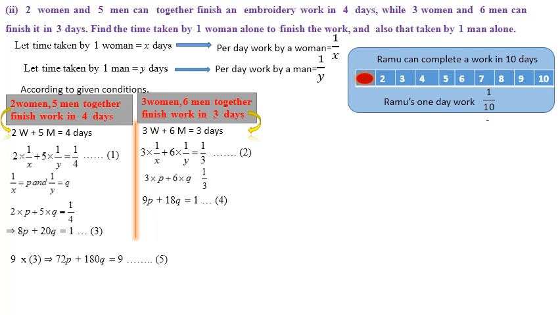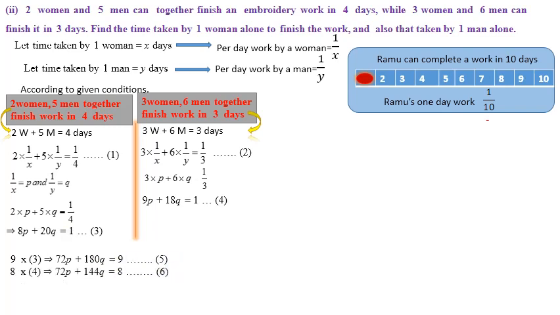I'm just multiplying by 9. 9 is the coefficient of p in the fourth equation. I am multiplying 9 with the third equation, that is 9 into 8 is 72p, 9 into 20 is 180q, is equal to 9 into 1, 9. Equation number 5.